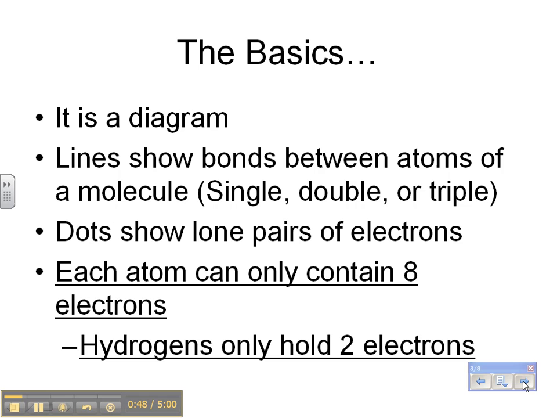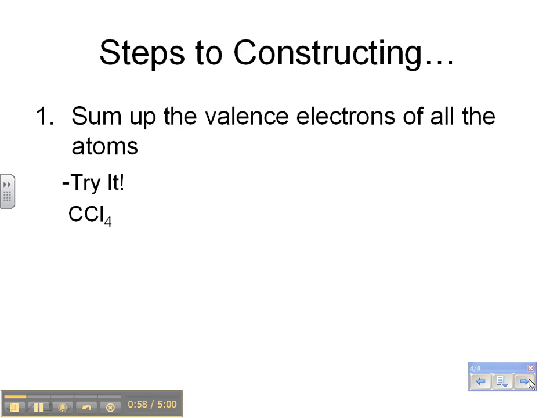And each atom can only contain 8 electrons, whereas hydrogens can only contain 2 electrons. So that's just something to keep in mind as we work these later on. So here are the steps to Lewis dot structures. The first thing is you have to sum up all the valence electrons of the atoms. So we've got CCl4 here.